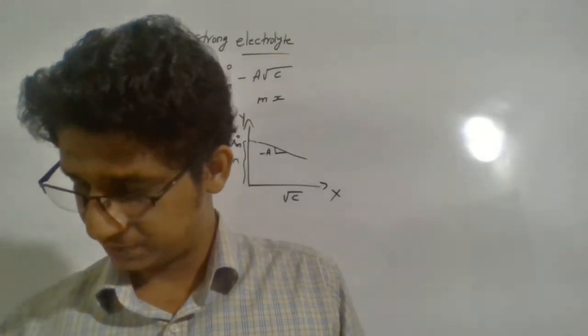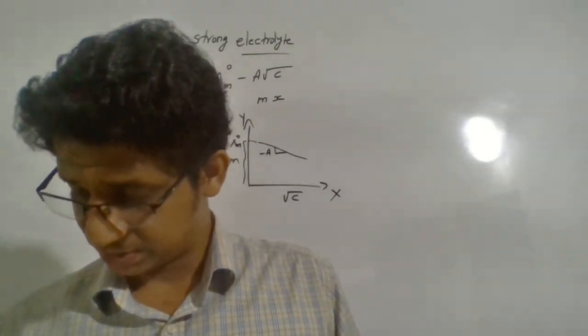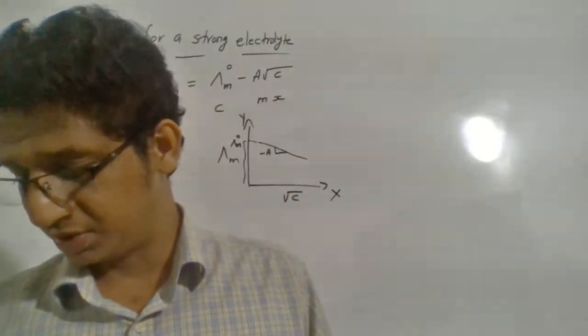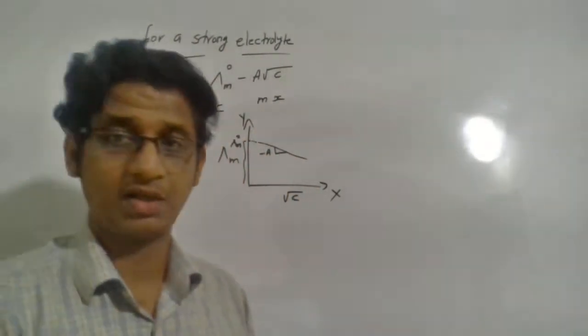So that's the point we can extend from the previous class. Now let us discuss what the degree of dissociation of a weak electrolyte is.